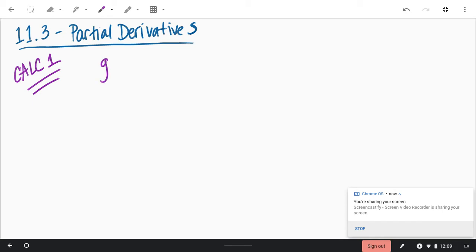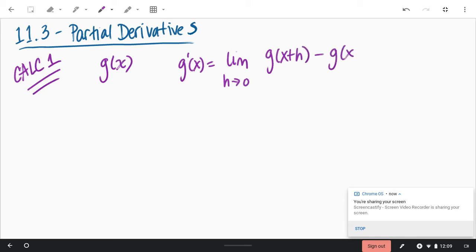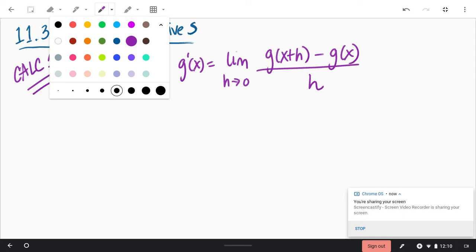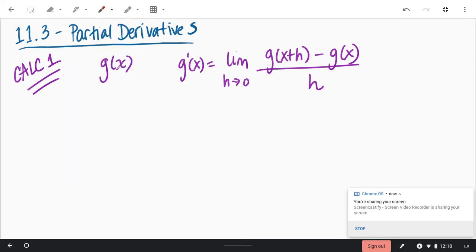Okay, we learned that if we have a function like g of x, I'm going to use g because I'm going to switch to f when we talk about the Calc 3 stuff. G prime of x then was the limit as h approaches 0 of g of x plus h minus g of x over h. Okay, and if you remember, we wrote out all those difference quotients and figured those out early on before you learned your derivative rules, your differentiation rules.